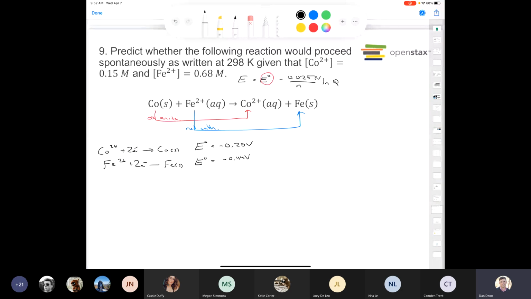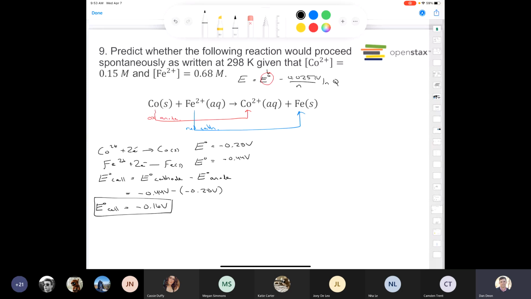So my E naught for my cell is going to be equal to the standard reduction potential of the cathode, subtract the standard reduction potential of the anode. I get that my E naught cell is going to be equal to negative 0.44 volts, subtract negative 0.28 volts. So I get that my E naught cell is going to be equal to negative 0.16 volts. That's my standard cell potential.